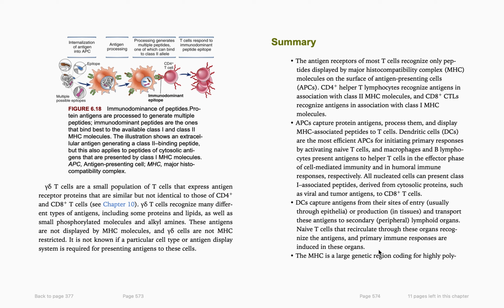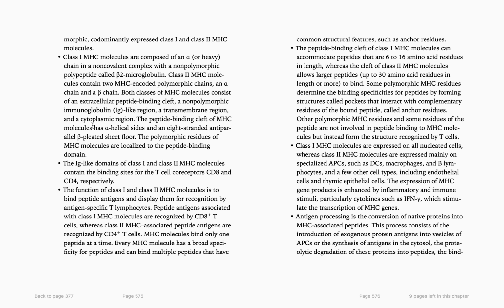The MHC is a large genetic region coding for highly polymorphic, codominantly expressed class 1 and class 2 MHC molecules. Class 1 MHC molecules are composed of an alpha or heavy chain in a non-covalent complex with a non-polymorphic peptide called beta-2 microglobulin. Class 2 molecules contain two MHC-encoded polymorphic chains, an alpha and a beta chain.